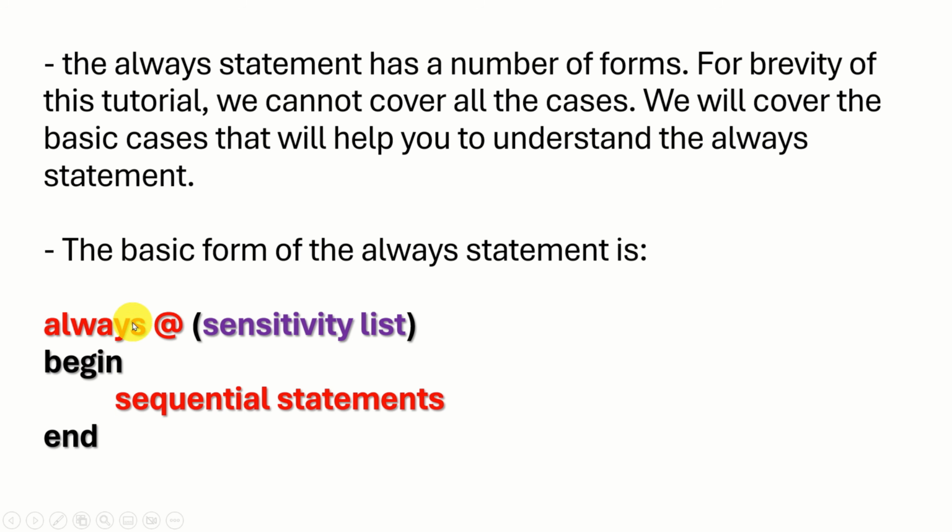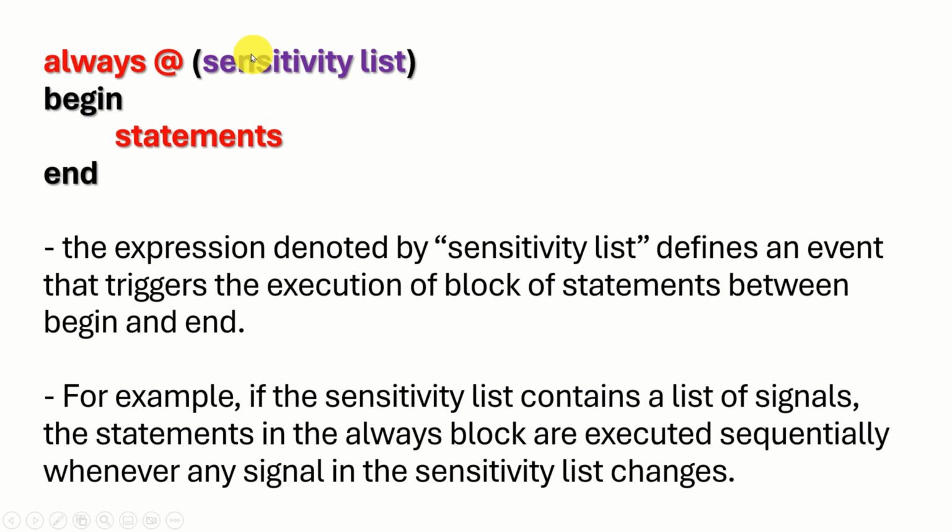We write always, then we write at, and then in parentheses we specify the sensitivity list. Then we start the block with begin and we end the block with end, and inside we have a series of statements. The expression denoted by sensitivity list defines an event that triggers the execution of block of statements between begin and end. That is, once the conditions specified in the sensitivity list are satisfied, this block will be executed.